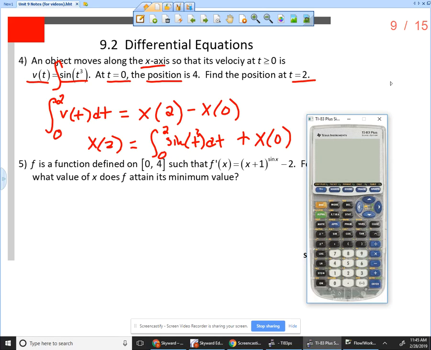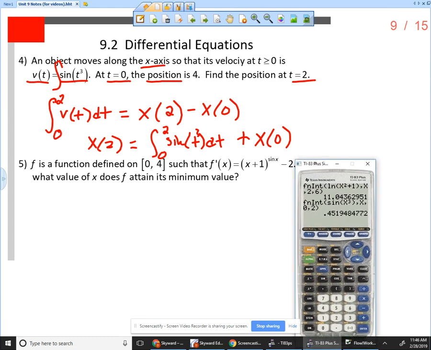So once again, let's get out our calculator. Now I'm going to say math 9, and I'm going to take sine of t cubed, close parentheses on the sine, comma x with respect to x, comma 0, comma 2. And so now I calculate my integral. Make sure that you are in radians. Then I hit enter, and I get 0.452.